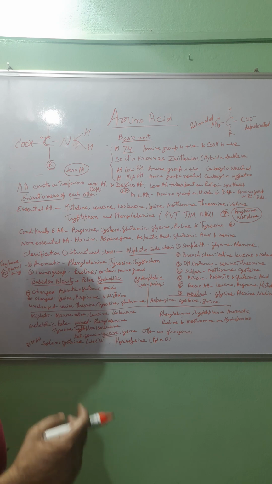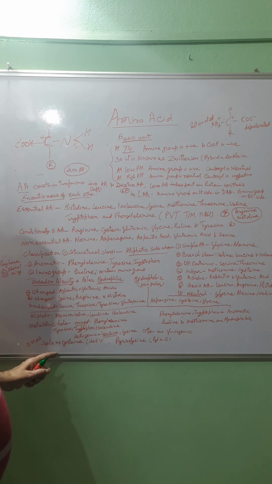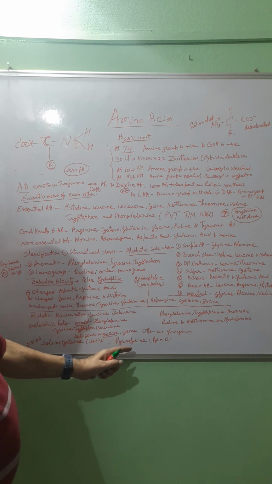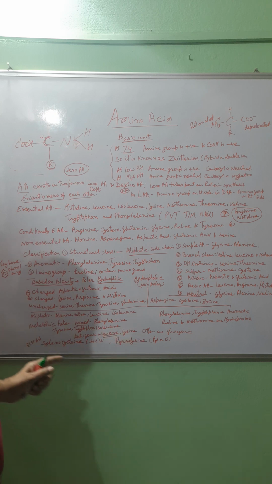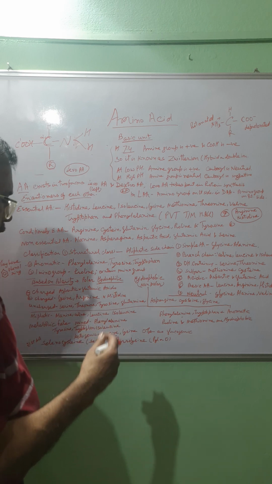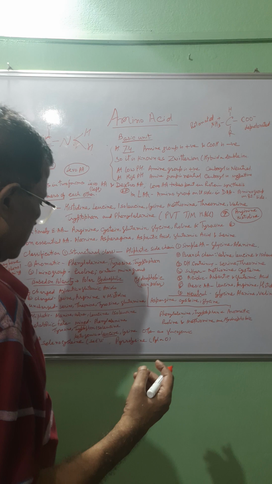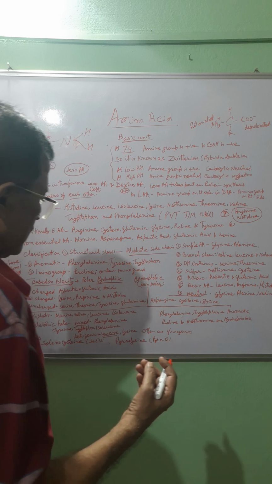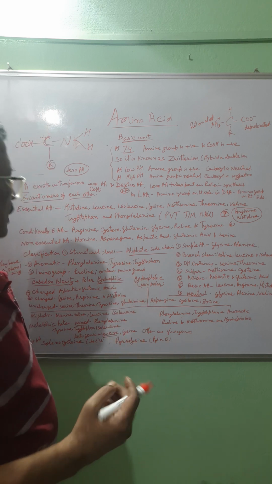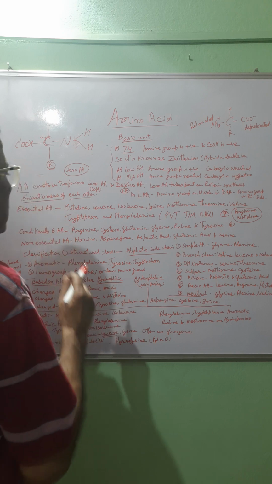Nowadays, 2 amino acids are also added, selenocysteine and pyrrolysine. They are also known as amino acids of importance, that is 22 amino acids.